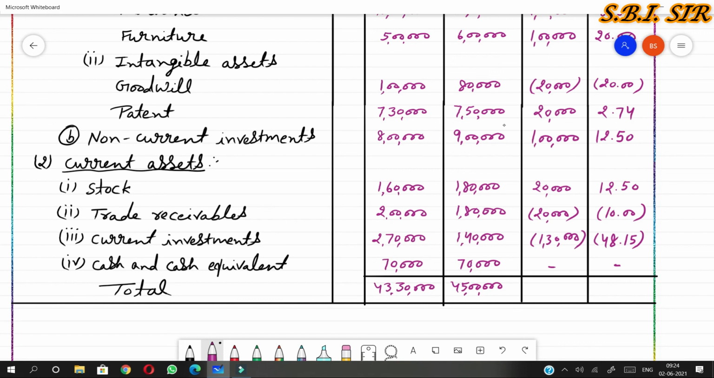Then in total, there is an increase 1,70,000, 45 lakh minus 43 lakh 30,000. Then we will find out the percentage. 1,70,000 divided by 43 lakh 30,000 multiply by 100, we will get 3.93%.